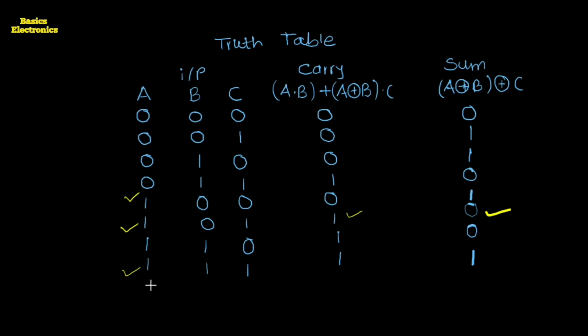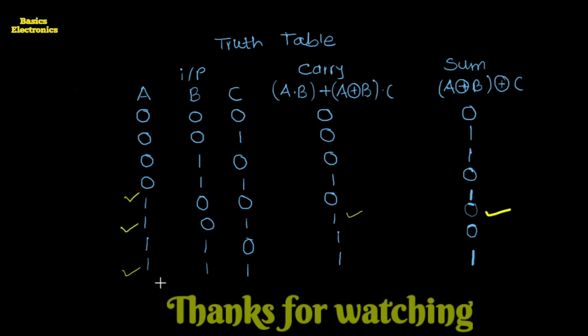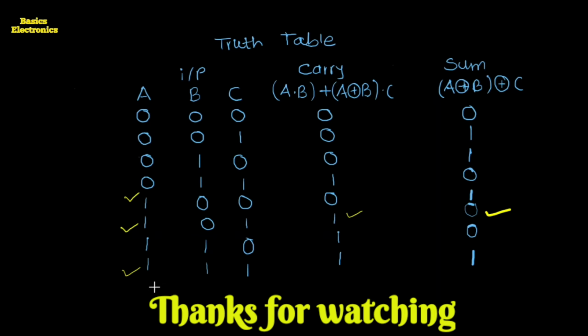Next time we will see the second type of the full adder by using 3 AND gates, 1 3-input XOR gate and 1 3-input OR gate. Okay.